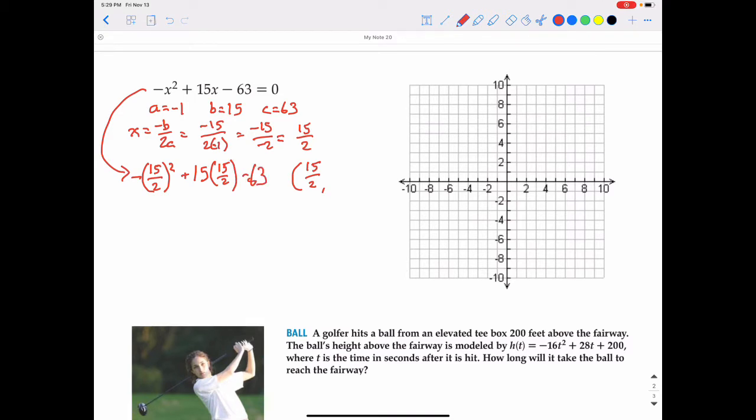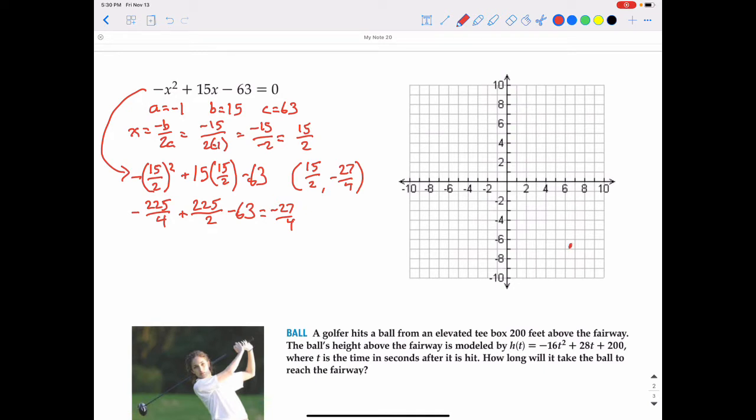And negative 15 halves squared winds up to be negative 225 over 4, plus 15 times 15 halves is 225 over 2, minus 63. And it'd probably be quickest to do that with a calculator. And you discover that the answer for the y value of the vertex is negative 27 fourths. So when we graph that, 15 halves is 7.5. So I would go over to 7.5. And negative 27 fourths is about negative 6 3/4. So that's going to place the vertex right here.